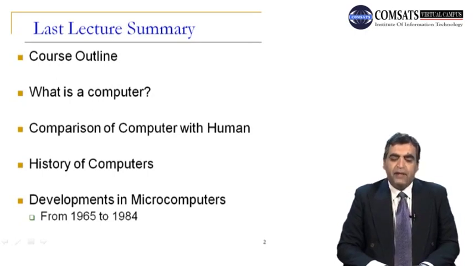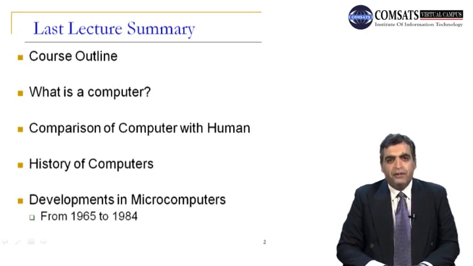Then we discussed the developments in microcomputers from 1965 to 1984. In this development, we talked about the DEC PDP-8 and Intel microprocessors, floppy disks, Apple I, Commodore PET, IBM personal computers, Microsoft Windows, Apple machines, laser jet printers, and then in the end we discussed the 5 generations of computers.